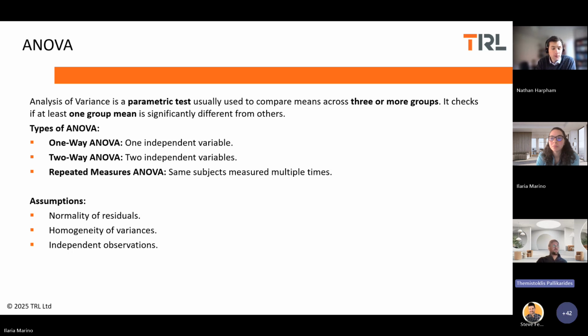There is the one-way ANOVA, which has one independent variable, two-way ANOVA, which has 2 independent variables, and repeated measures ANOVA, which has the same subjects measured multiple times. The assumptions, as with many other parametric tests, remain along similar lines: normality of residuals, homogeneity of variance, and independent observations.